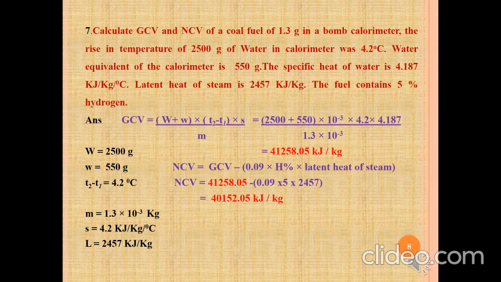Next, the formula to calculate NCV equal to GCV minus 0.09 into percentage of hydrogen into latent heat of steam. So substituting the values for this NCV value, that is 41,258.05 minus 0.09 into 5, that is the percentage of hydrogen, into 2457. What you are getting as NCV value as 40,152.05 kilojoules per kg.